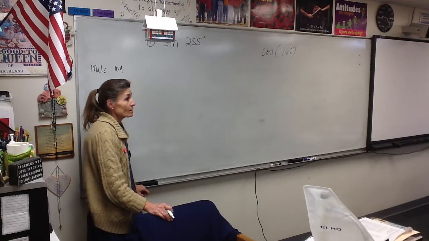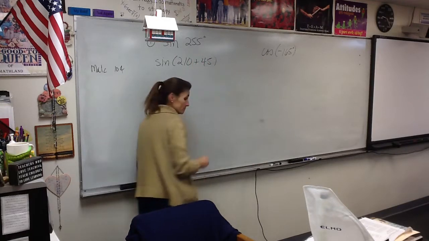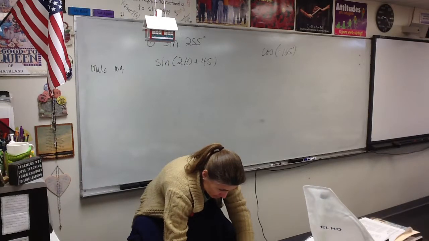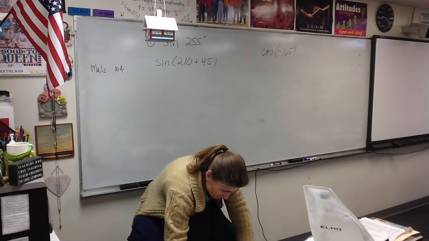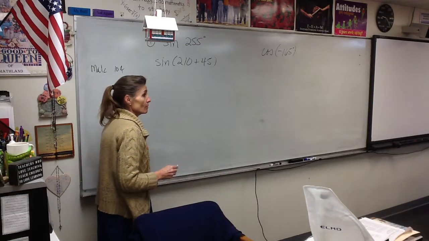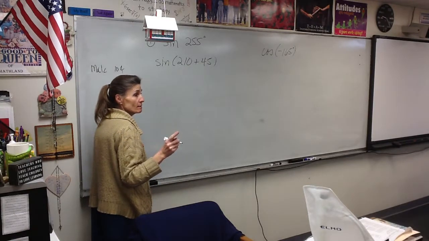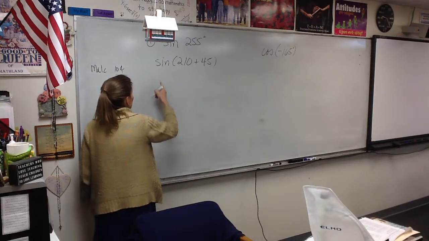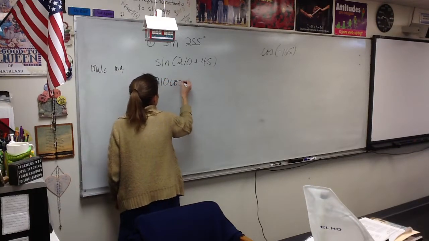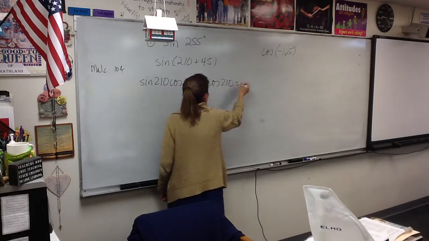Okay, Maggie says 210 plus 45. Right? Now, what's the formula say? Now, by Monday, you have to have it memorized. No purple sheets on Monday. We've got the quiz on Tuesday. Sine of the first, cosine of the second, plus cosine of the first, sine of the second.